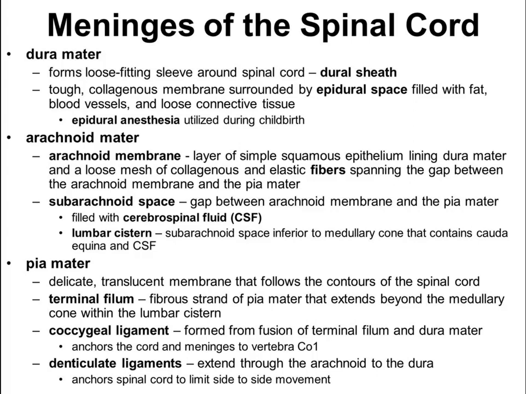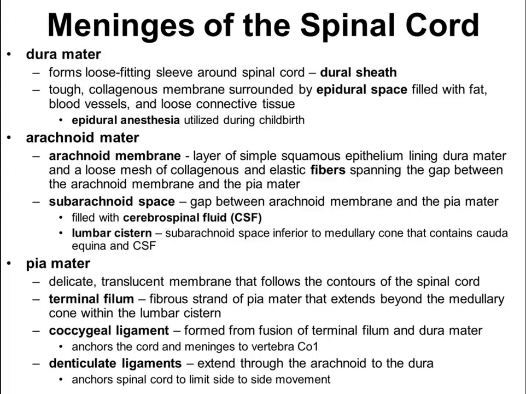There is also a lumbar cistern, which is the subarachnoid space inferior to the medullary cone that contains the cauda equina, which was, remember, the horsetail, and the CSF. And lastly, we have the pia mater. This is a delicate, translucent membrane that follows the contours of the spinal cord.